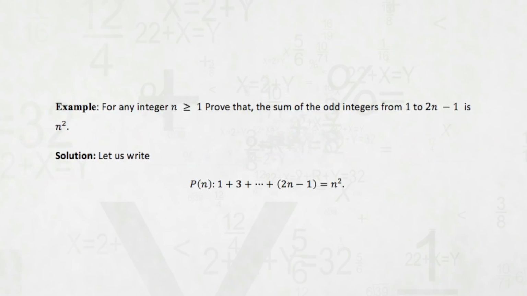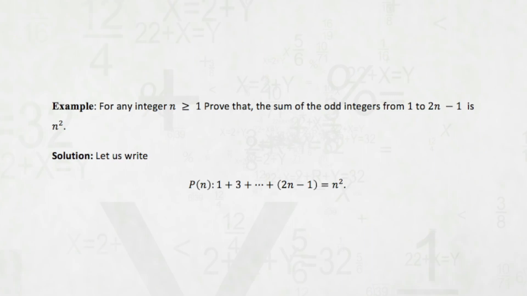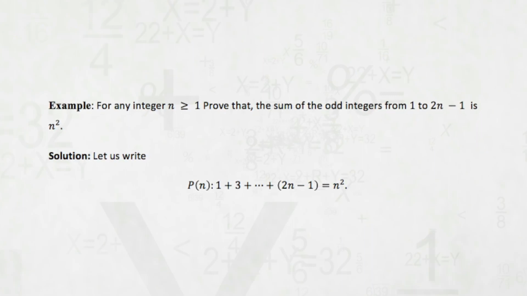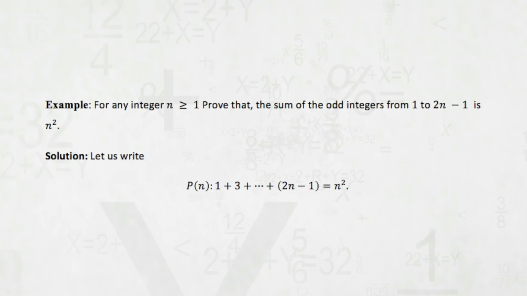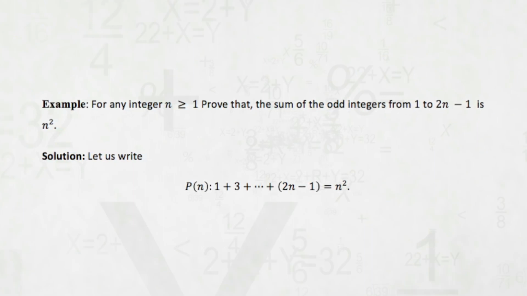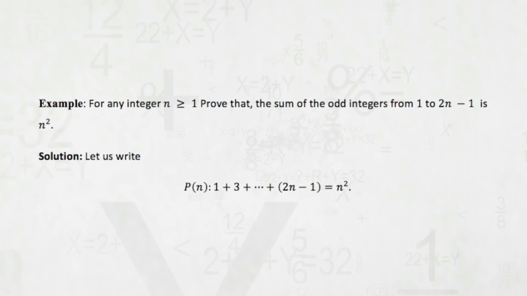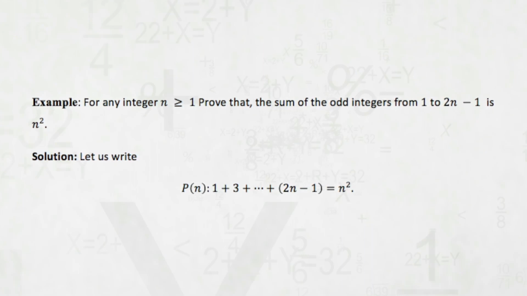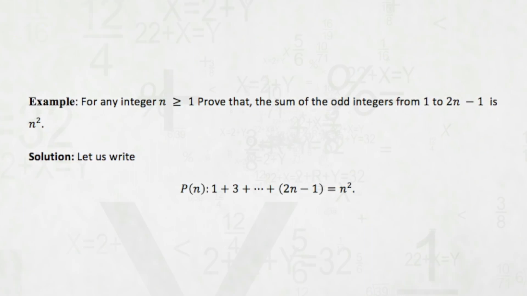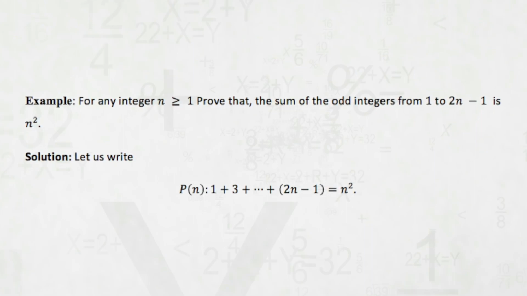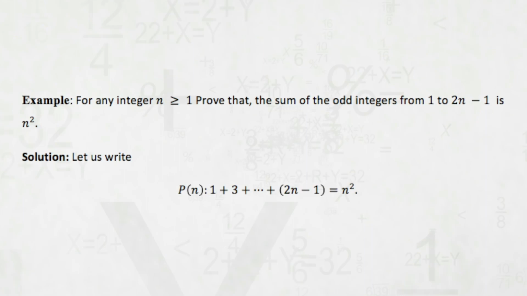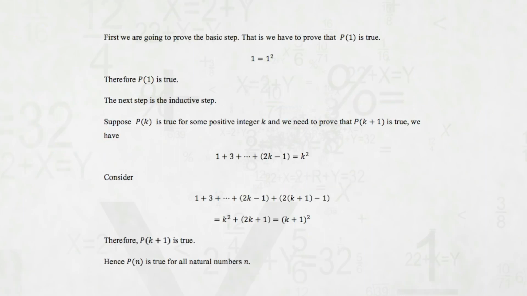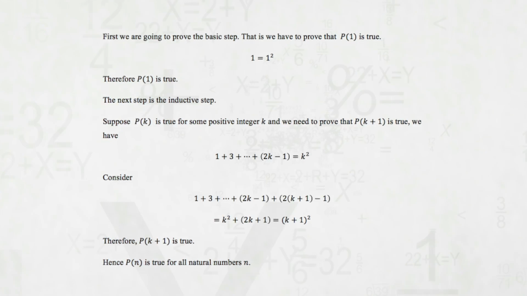We shall see an example now. For any integer n greater than or equal to 1, we are going to prove here that the sum of the odd integers from 1 to 2n minus 1 is n square. Let us write P of n as 1 plus 3 plus etc. plus 2n minus 1 equals n square. That is what we have to prove. First, we are going to prove the basic step, that is, we find P of 1, and P of 1 is equal to 1, that is equal to 1 square.